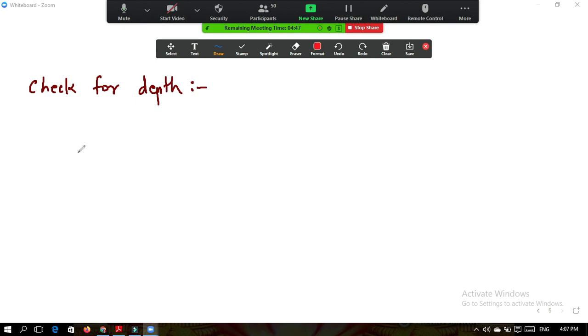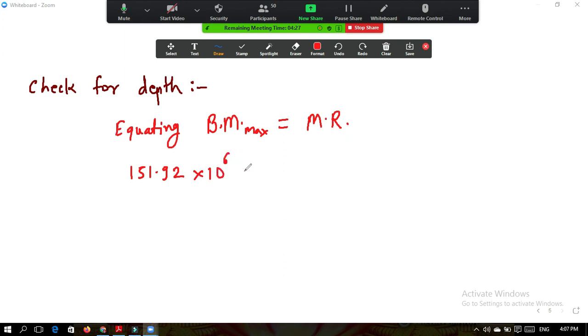Now we are going to check the depth. Equating maximum bending moment to moment of resistance. What is the maximum bending moment? 151.92 into 10 to the power 6 is equal to 0.138 FCK B D required square. So if you solve, you will get the value of D required.